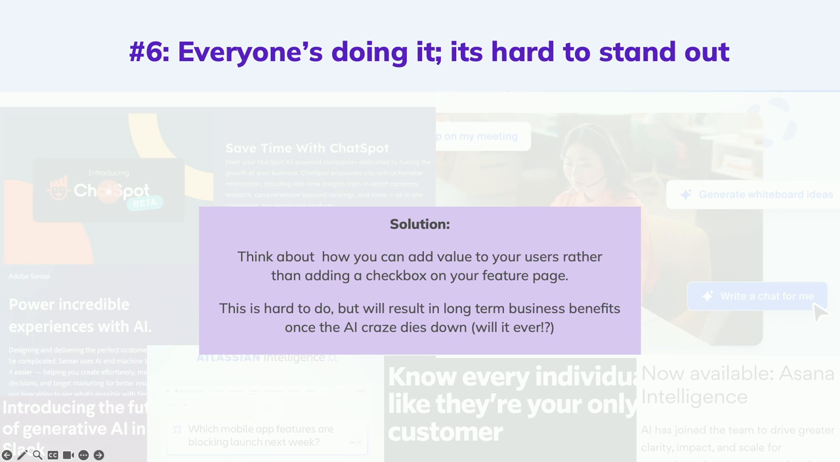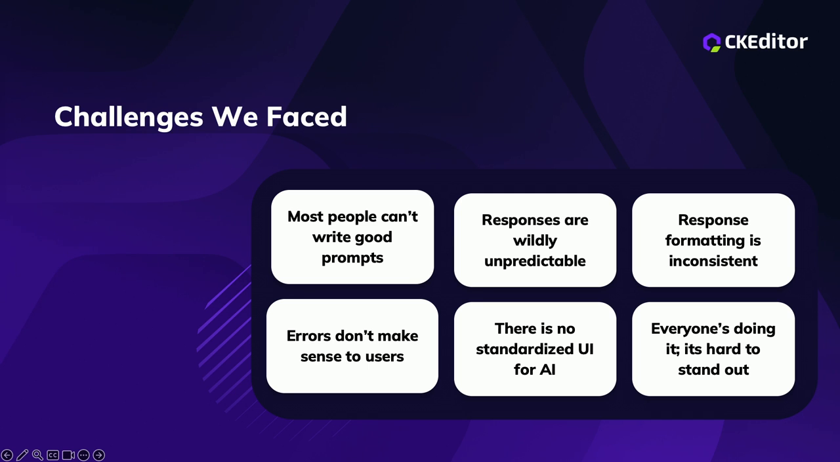Awesome. So a quick recap of the challenges that we faced and lessons we learned, because I felt like I spent a lot of time under different things. So if you just wanted a quick recap slide, the first challenge was most people can't write good prompts. Responses are wildly unpredictable. Response formatting is inconsistent. Errors don't make sense to users. There's no standardized UI for AI. And everyone's doing it, and it's hard to stand out.